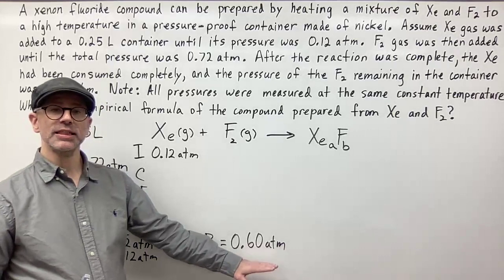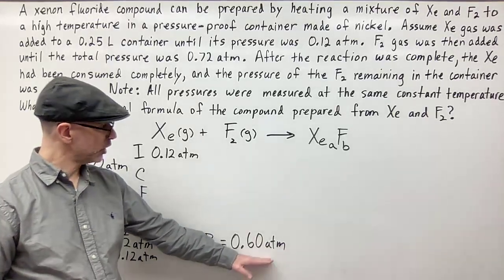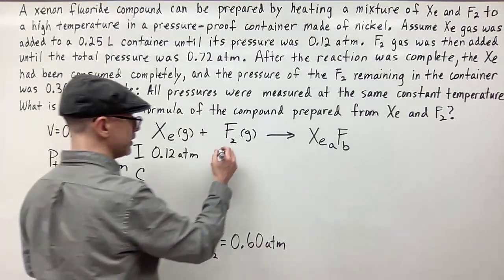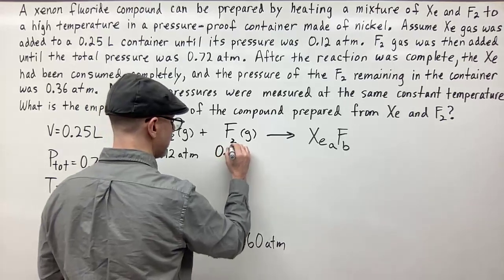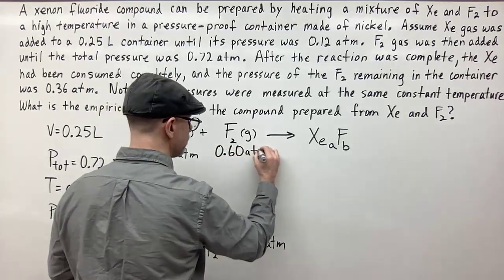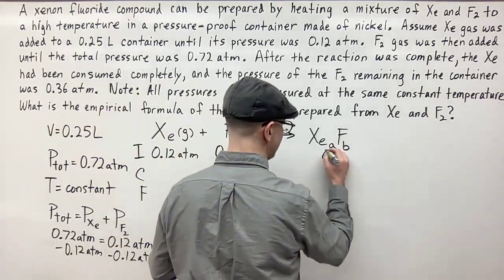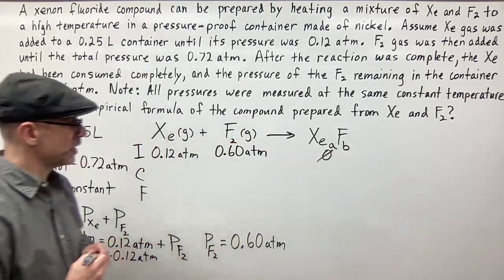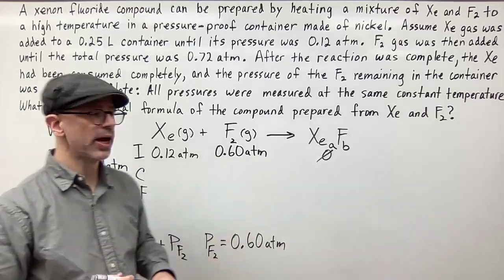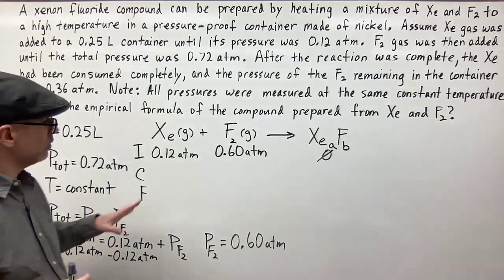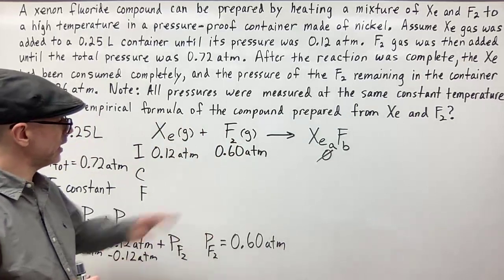So that was the beginning pressure. That's the starting pressure of our fluorine. So we can now put that here: 0.60 atmospheres of pressure. And of course, we don't have any atmospheres of pressure of the compound because this has not been formed yet. Okay, so this is where our beginning is.